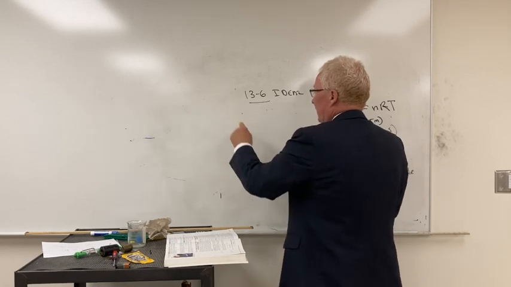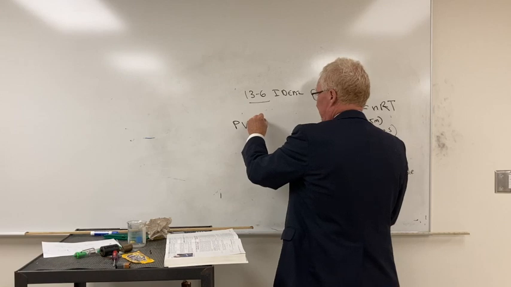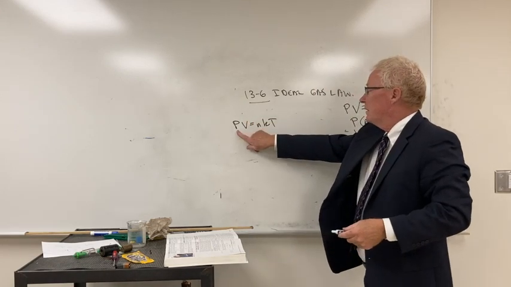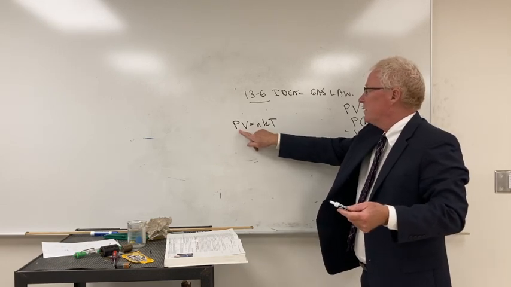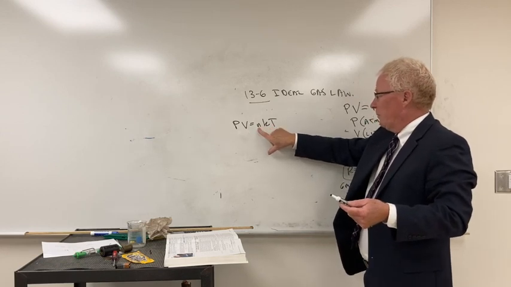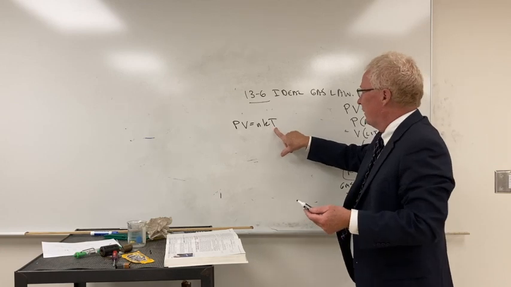we have PV equals NkT, where in this case, P is in newtons per meter squared. Everything here is in SI units. V is in meters cubed. N is the actual number of particles. k is what we call the Boltzmann Constant. And T is temperature in degrees Kelvin.